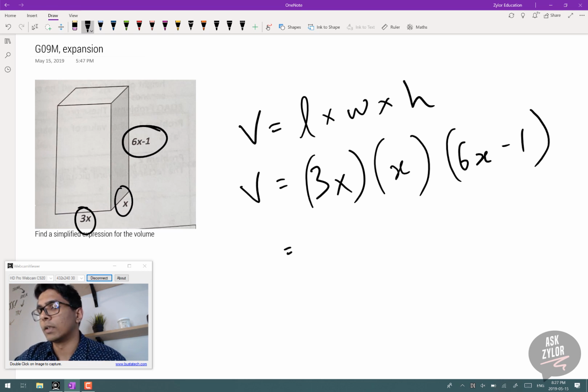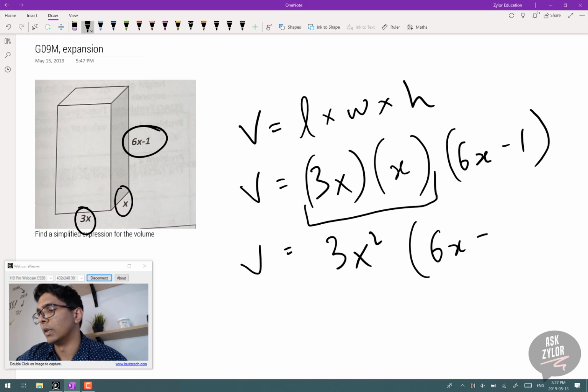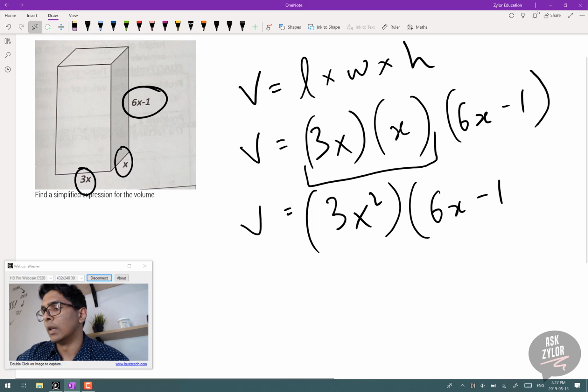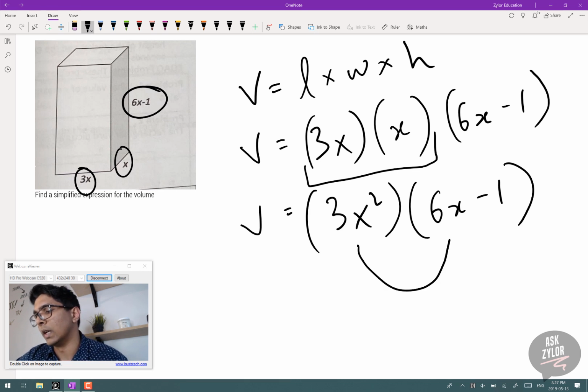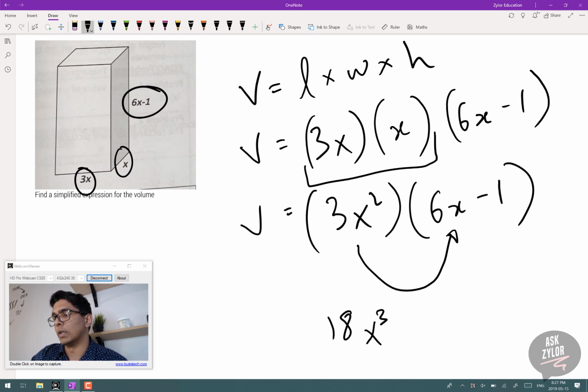Now we're asked to simplify and expand. What we can do is evaluate two brackets at a time. So 3x times x gives me 3x squared times 6x minus 1. Then I can use the FOIL method, which is basically distributing each term into each term in the second bracket. So I'm distributing 3x squared into 6x to give me 18x cubed, and then distributing 3x squared to the negative 1 to give me minus 3x squared. So this is a simplified expression for my volume.